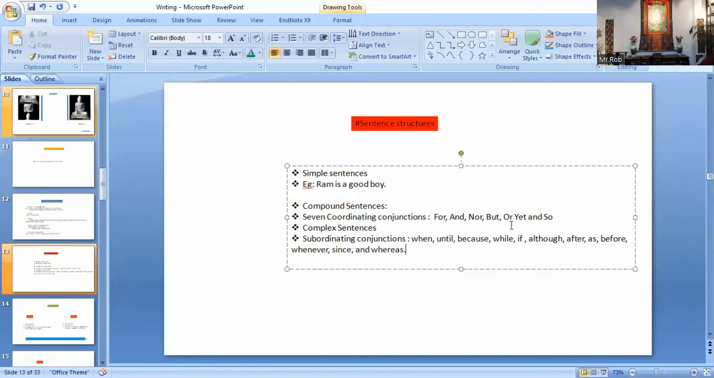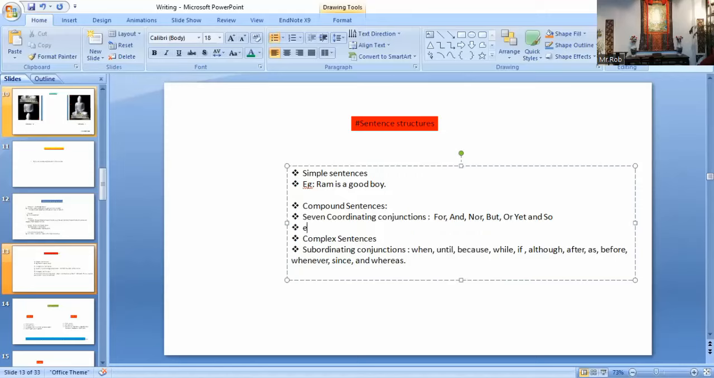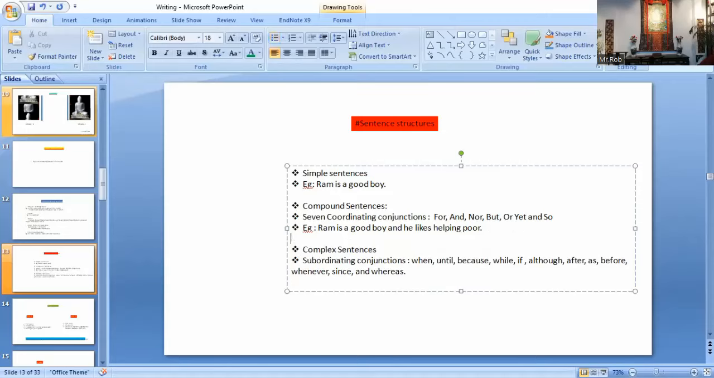Let's take an example of a compound sentence. For example, Ram is a good boy, and he likes helping the poor. So you see here, two different independent clauses are joined by the conjunction and, right? So that is about coordinating conjunctions.